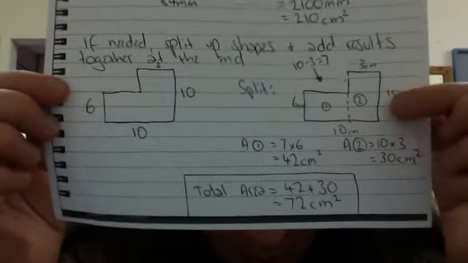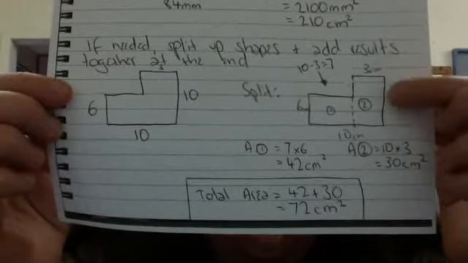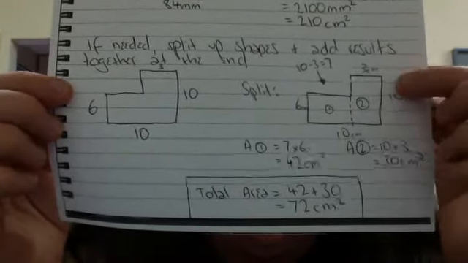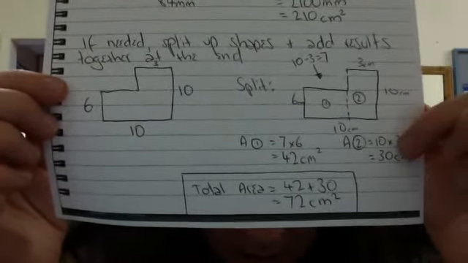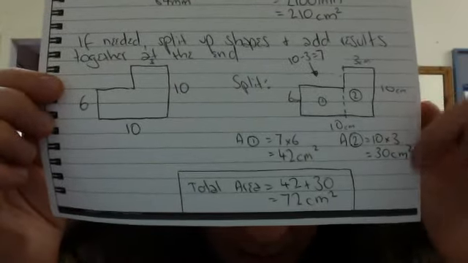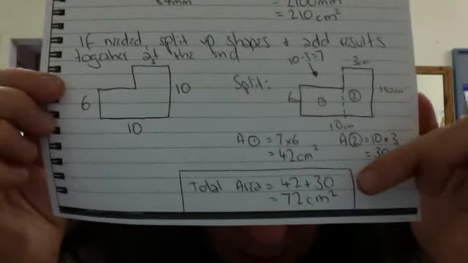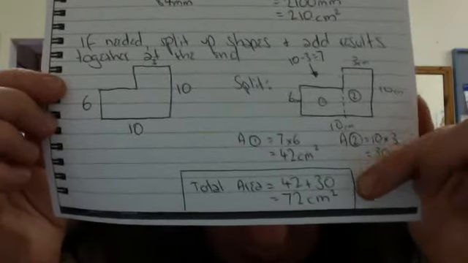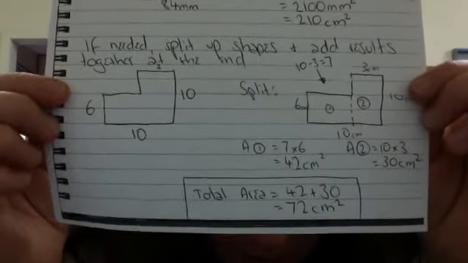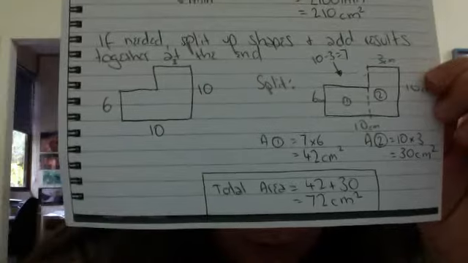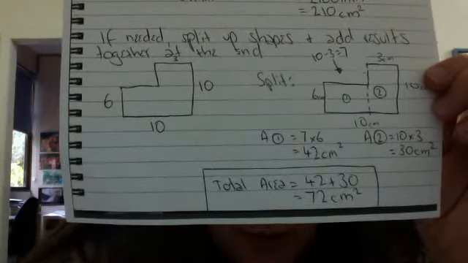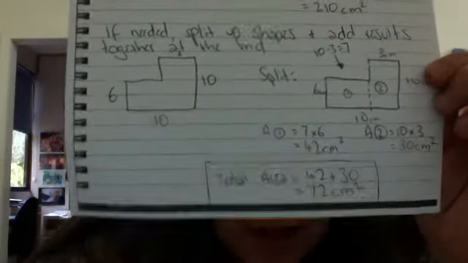Now we go to area 2. We know that it's 3 by 10. We don't have to do anything extra here. We've already got the measurements. So 3 by 10 is 30 centimeters squared. Then for the total area, we just add them both together. 42 plus 30 is 72 centimeters squared. Sometimes things will be a little bit more than this, and you might even need to split it into 3 parts, but it's the same thing, and then you can just add them all together at the end, and voila, you've done it.